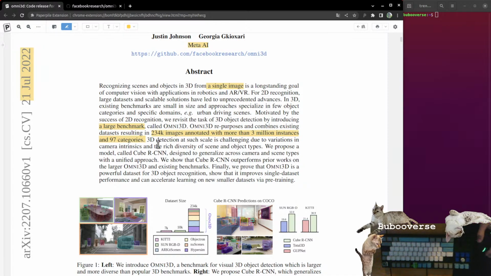3D detection at such a large scale is challenging due to variations in camera intrinsics. Yeah, so this is huge. This is something that you run into all the time when you're doing real-world computer vision, is that you have to be very careful about what datasets you train on and how similar the cameras in the datasets that you use are to the camera that you're going to use in your final application. So these large benchmark datasets, especially if they're repurposing and combining a bunch of existing datasets, you're going to have a large variety of cameras, which might actually help make this a more general dataset. Then they collect this dataset, and as part of the paper, they throw a little freebie there. They throw a model, Cube RCNN, train it on this giant dataset, and it outperforms prior works.